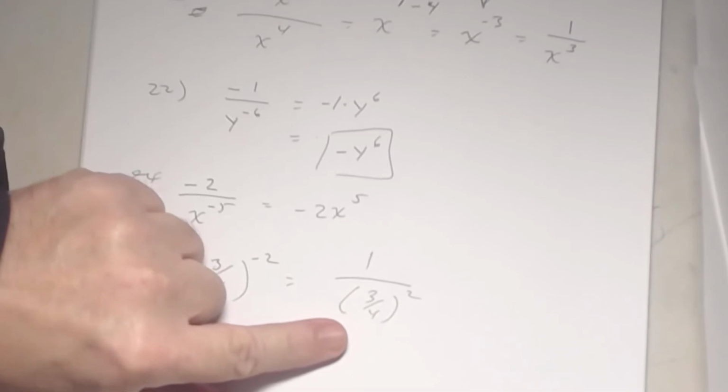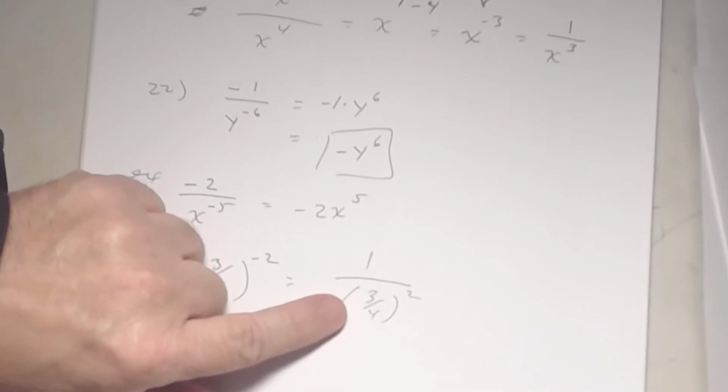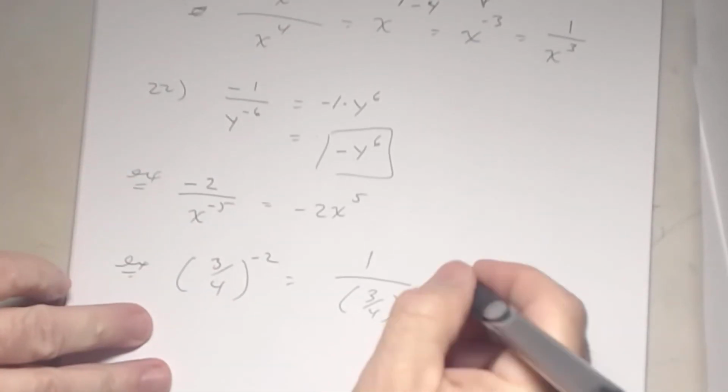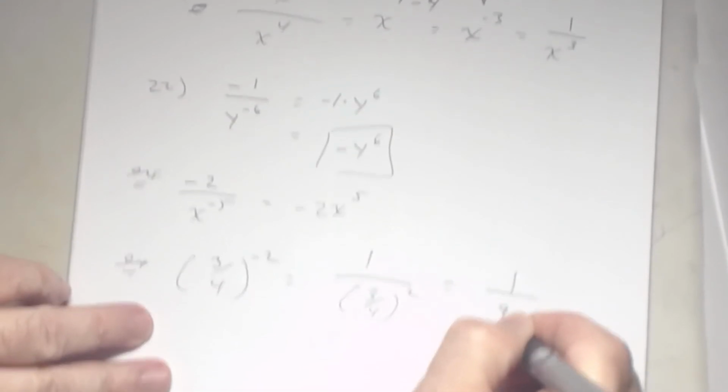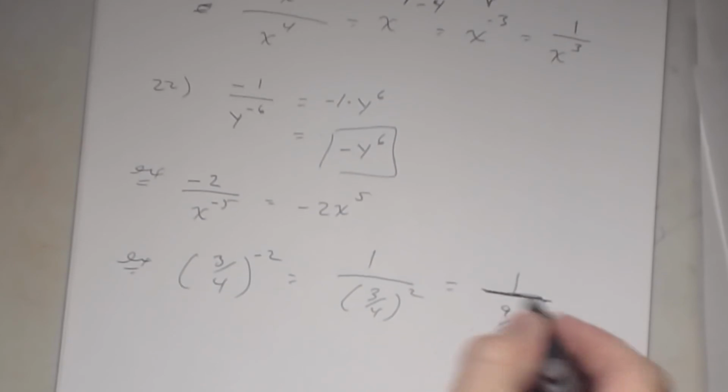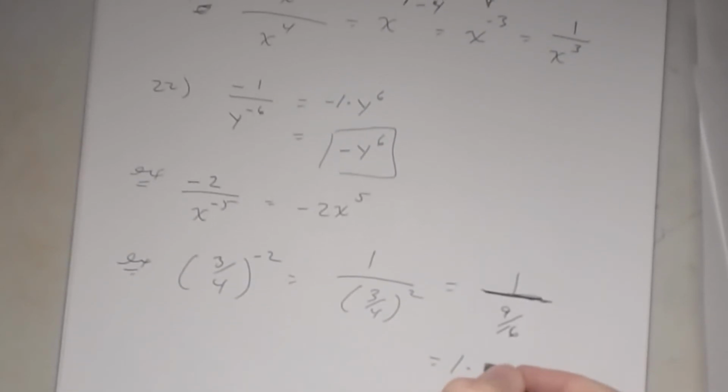But what's 3/4 to the second power? Come on. You need a calculator for that? Yeah, 3 squared is 9. 4 squared is what? 16. You don't need a calculator for that. So it's 1 over 9/16. And then how do you deal with 1 over 9/16? Change division to multiplication. So that's going to be 1 times the reciprocal of 9/16, which is what? 16/9. And so what's the answer? 16/9.